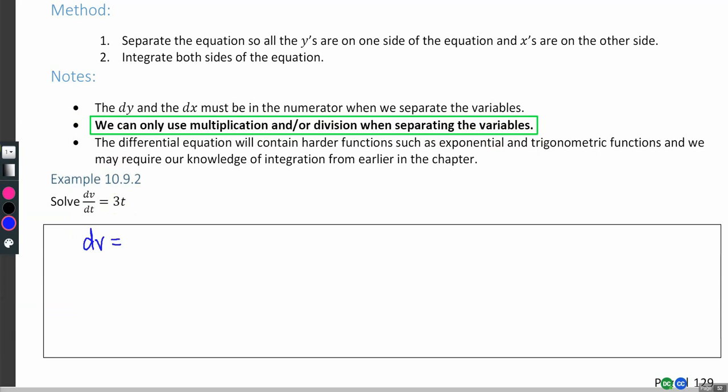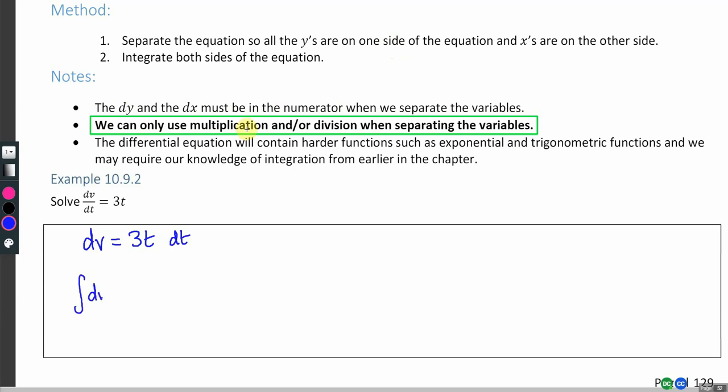Treating dv by dt like it is a fraction, multiply both sides by dt, and we have separated the variables. The first key point is met. The dv and the dt must be in the numerator, so they are not in any denominators on each side. Now we've done that, now integrate both sides of the equation.